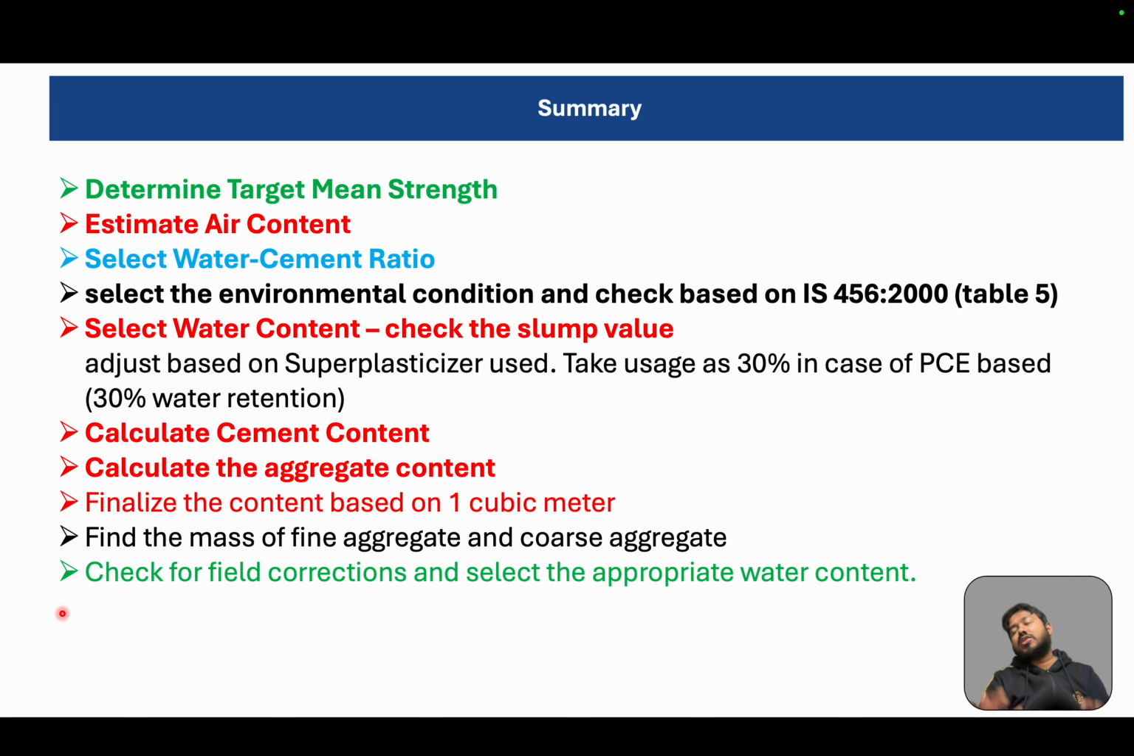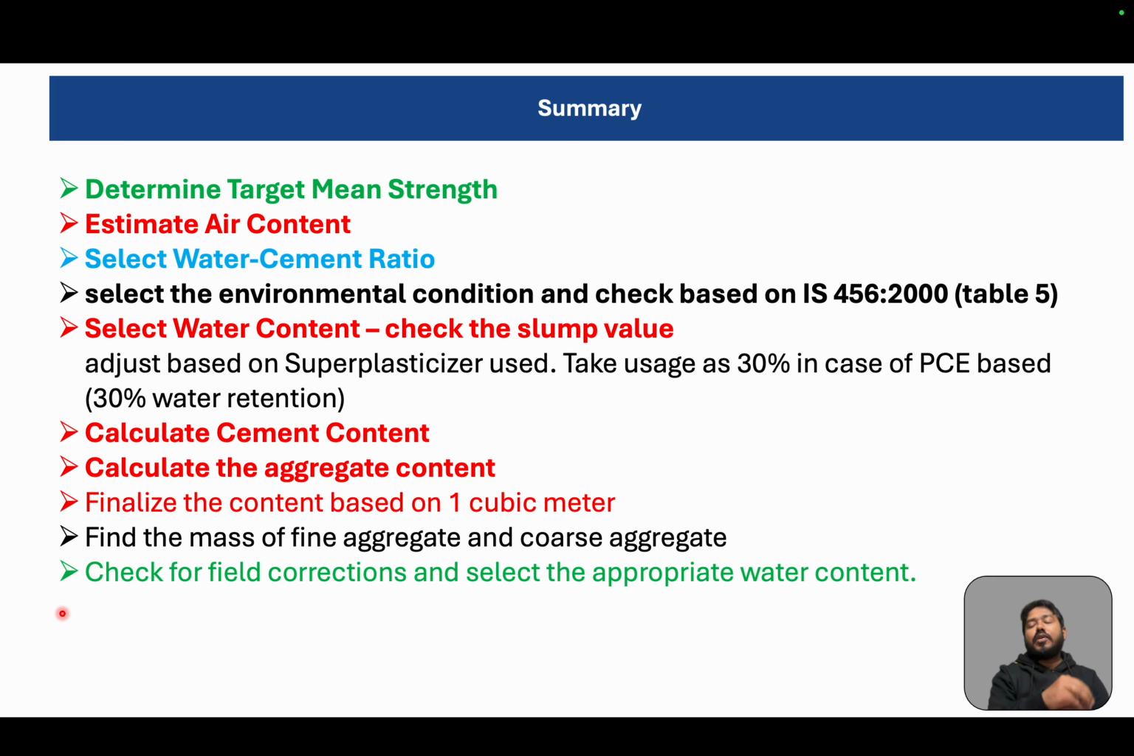Then the next part is your field correction. For field corrections, you need to check whether moisture content is given in the question or not. If moisture content is nil, that is a clear indication of a dry condition. For the dry condition, you have to take the mass of the coarse aggregate or the mass of the fine aggregate divided by 1 plus water absorption by 100. So accordingly, you can get both fine aggregate and coarse aggregate, and that value will be your dry condition.